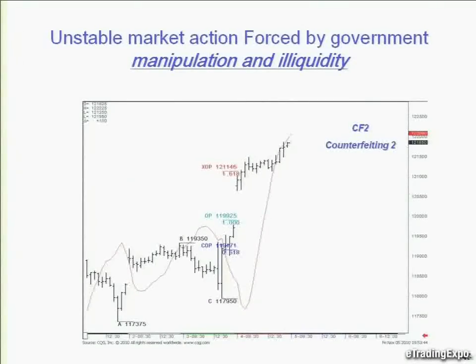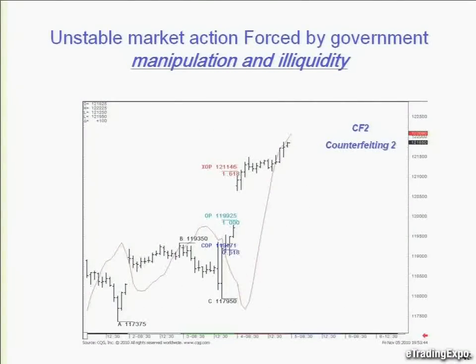Now, when we announced Counterfeiting 2 about a week ago, we had a move. This move went A, B, C, COP, OP. See this OP at 119,925? That sucker was totally ignored. We blew through there like it wasn't even there. We went up here to the XOP and consolidated. This is not normal market action.